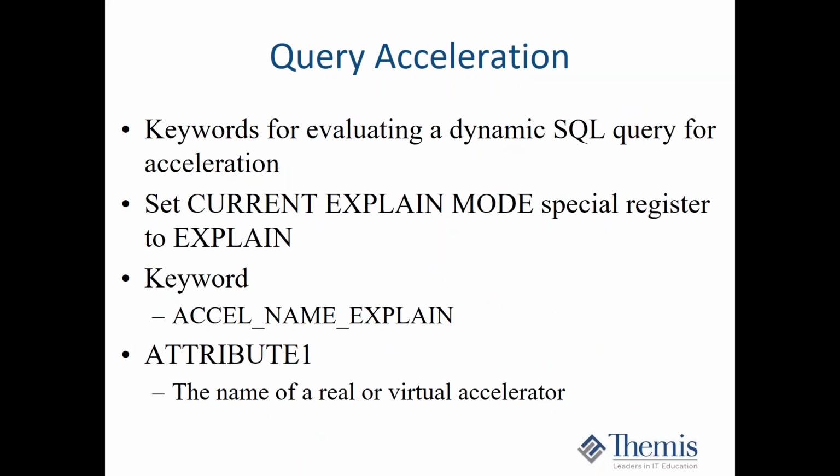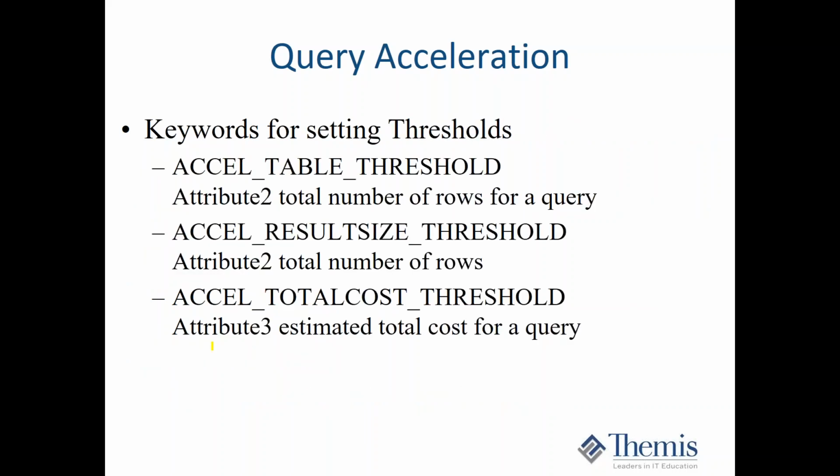Create acceleration. Now you can use the profiles, of course, for the analytic accelerator for query acceleration. You can set your current explain mode register to explain for those front ends. You would set the keyword to your accelerator name, explain, and then the attribute. That would be the name of the real or virtual accelerator. IBM, when they're helping you set the analytic accelerator up, will help you with this. So you need to get the information there from them.